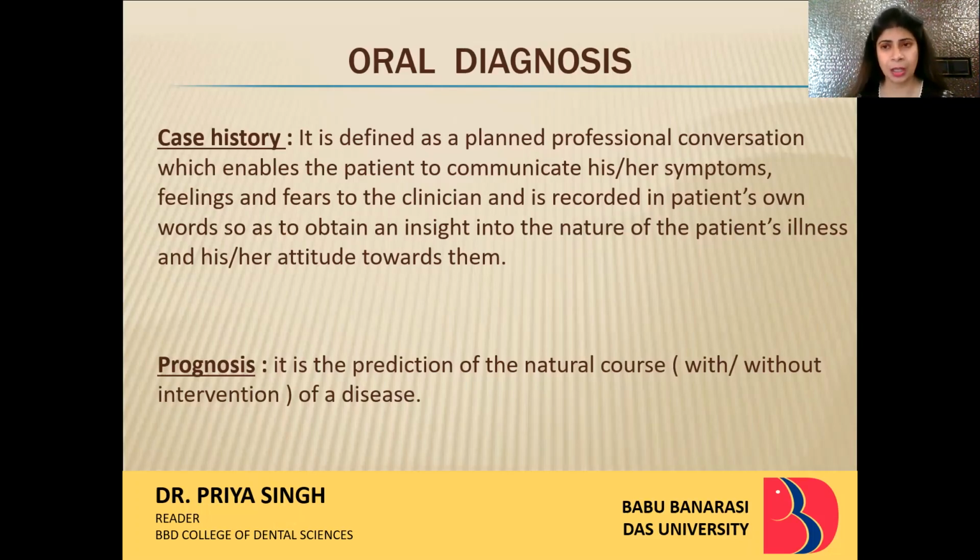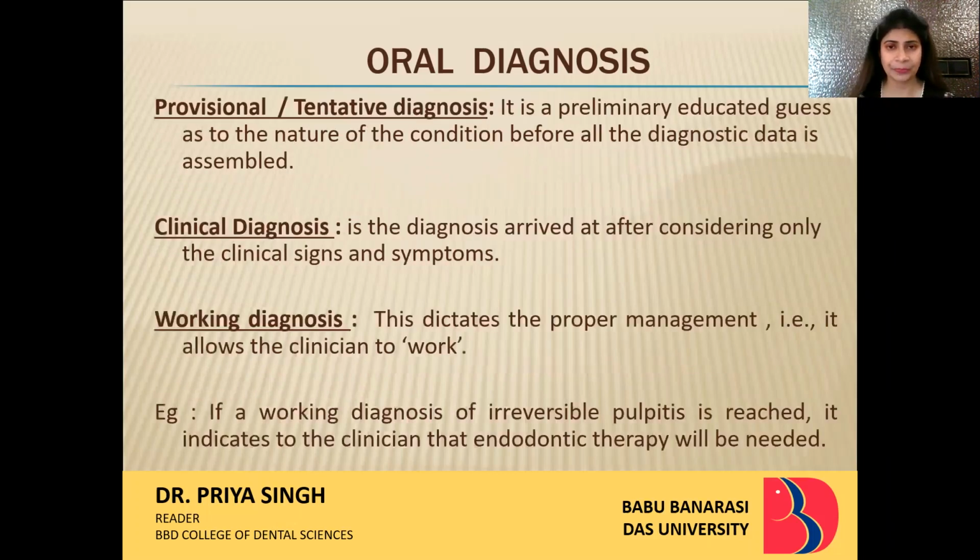Prognosis. Now, this term also you'll be using very frequently. It is the prediction of the nature and course of how the particular pathology will proceed with or without intervention. That is, if our treatment is given, how it will proceed, and if the treatment is not given, then how it will proceed. So prognosis can be poor or good in a patient. Provisional or tentative diagnosis, very important aspect.